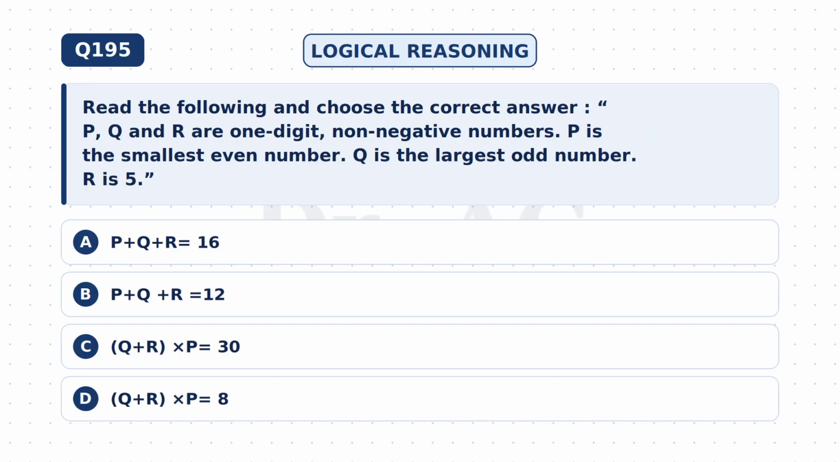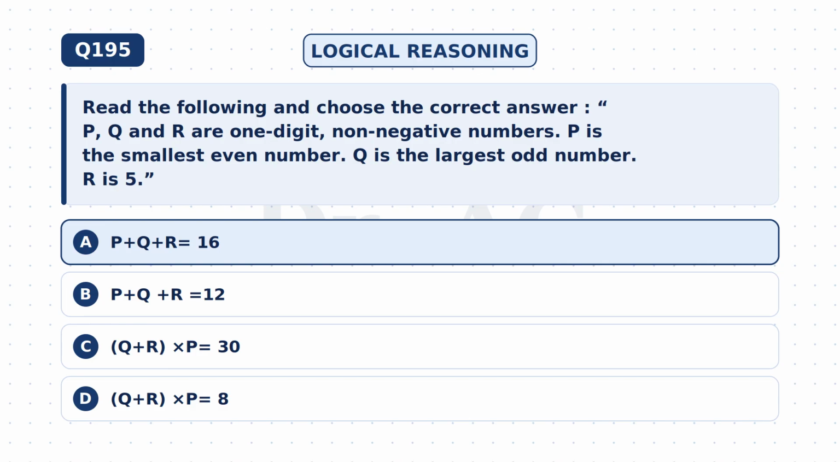Question 195. Read the following and choose the correct answer. P, Q and R are one-digit, non-negative numbers. P is the smallest even number. Q is the largest odd number. R is 5. Option A, P plus Q plus R equals 16.